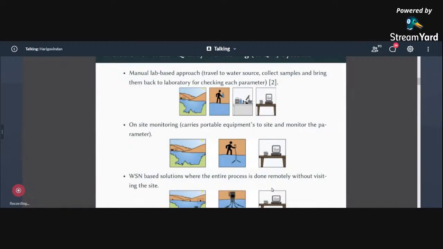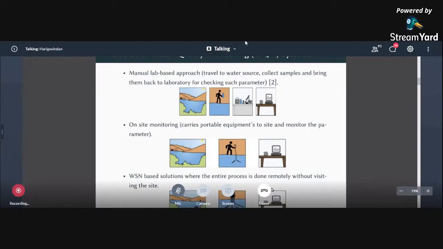This shows the evolution of water quality monitoring systems. Earlier, a manual lab-based approach was used, collecting the water and then testing it at the laboratory. Then we moved to on-site monitoring, where the water quality monitoring system is taken to the site and parameters are monitored. Nowadays, we are using wireless sensor network-based solutions, where the entire process is done remotely without visiting the site.